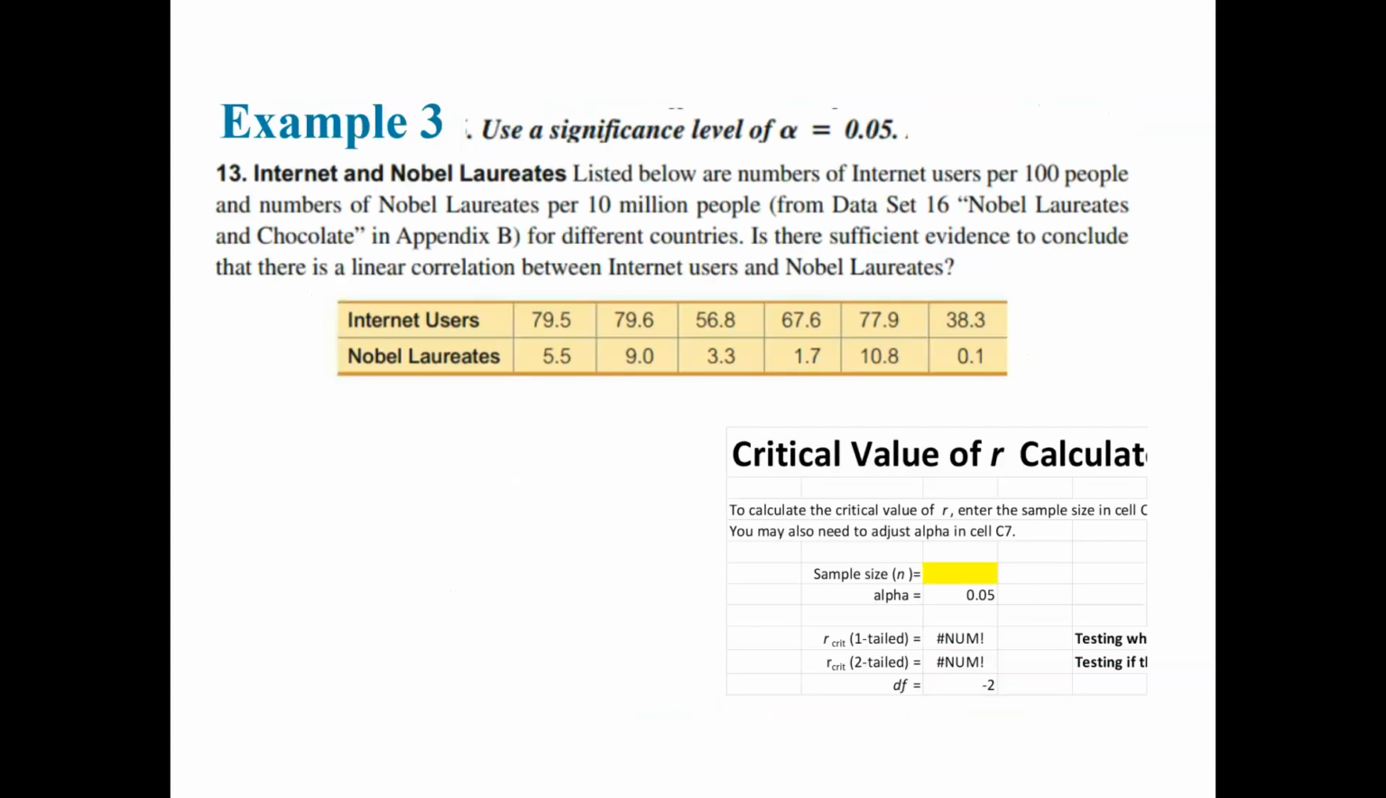So we have new data here. We want to know, is there sufficient evidence to conclude that there is a linear correlation between internet users and Nobel laureates? So, always equality for our null. Alternative is that it doesn't equal 0, which is saying that there is correlation. So we just want to write claim there. Right, we want to know if there is linear correlation.